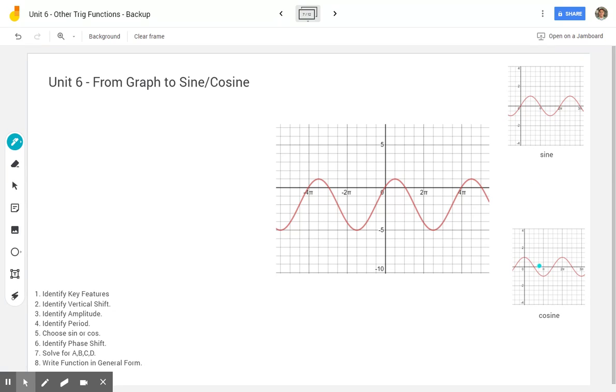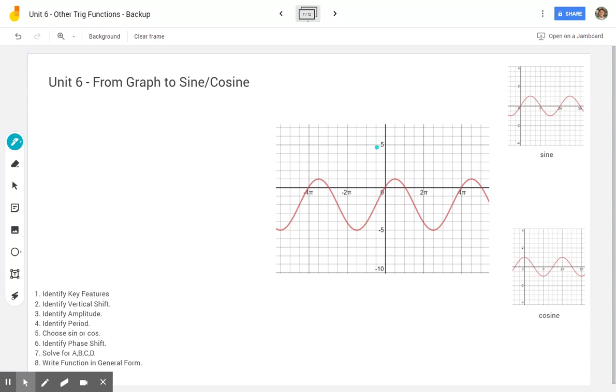With the cosine as well, the period is also 2 pi, only instead of starting at the 0, it's starting at its maximum peak, goes down towards the 0, and then through to its minimum value, returns back up by going through the 0, and then finishes its cycle at the top for its maximum value.